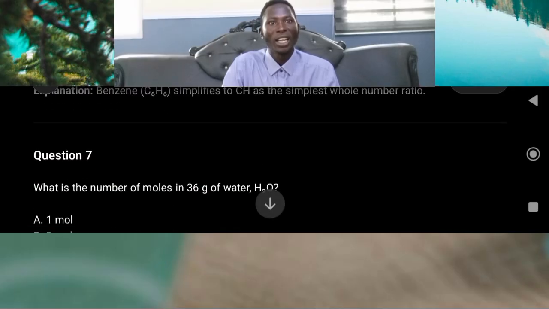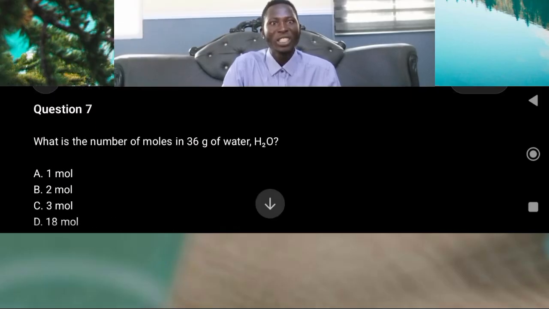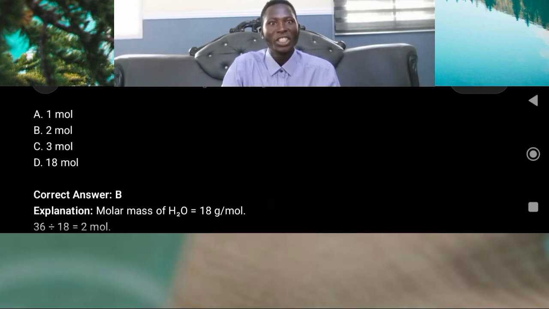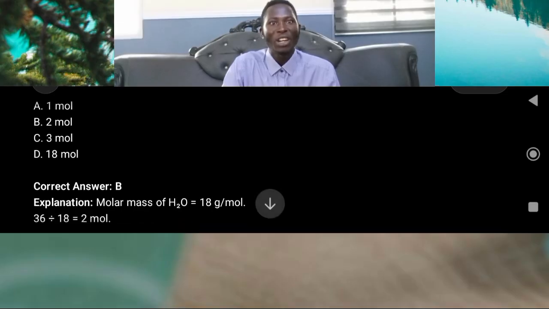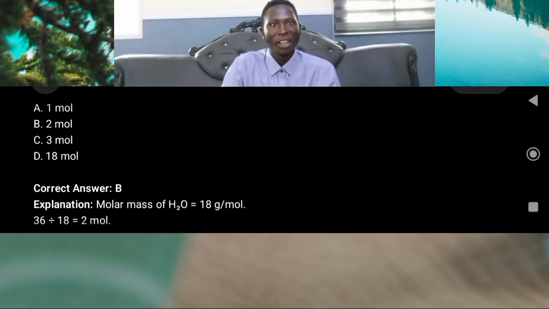So the next question is question 7. Question 7 says, what is the number of moles in 36 grams of water? A, 1 mole; B, 2 mole; C, 3 mole; and D, 18 mole. So what is the answer of this question? The answer is B. Now let's see the explanation. The molar mass of water is equal to 18 gram per mole. If you divide 36 by 18, you have 2 mole. So B is the correct answer.